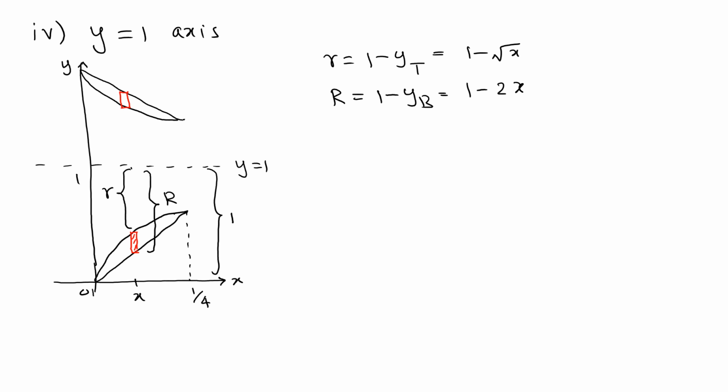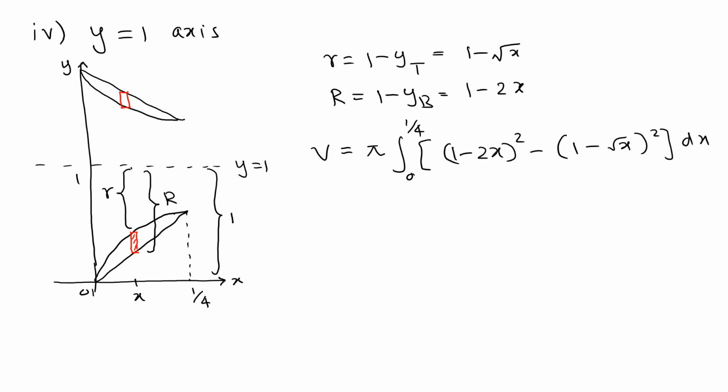So let's try the formula. The formula is V equals pi, integral from 0 to 1/4, of (1 minus 2x) squared minus (1 minus square root x) squared dx. And you can clearly see that this is the large radius, and this is the small radius.